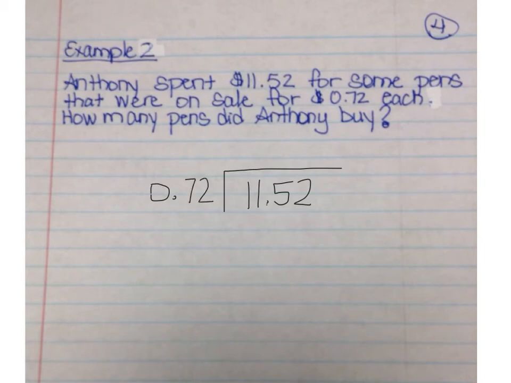Okay, so I need to make the divisor a whole number, so I'm going to move the decimal over 2, and I'll move this one over 2, and I'll go straight up and put my decimal point up here. Okay, all right, so 72 goes into 115 just one time, so 72. We're going to subtract that, and we're going to get 43. Bring down the 2. We'll have 432. And very conveniently, 72 goes into 432 evenly 6 times.